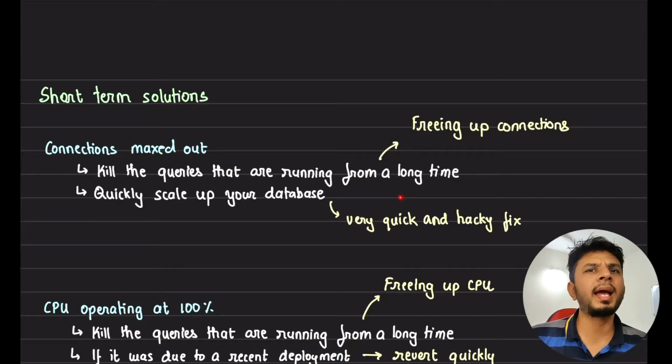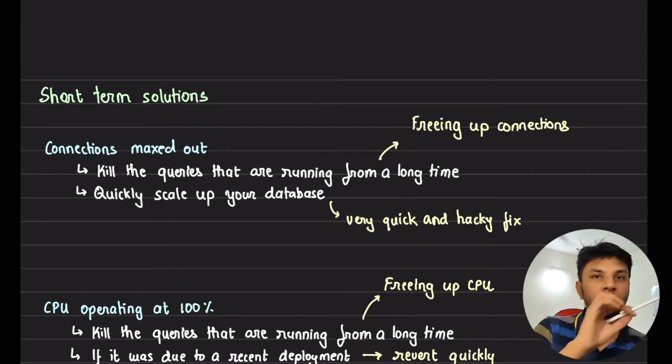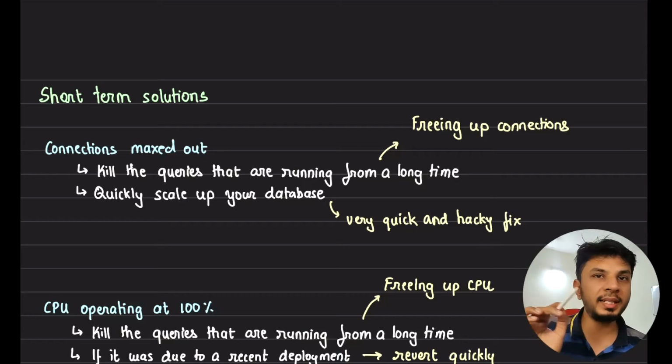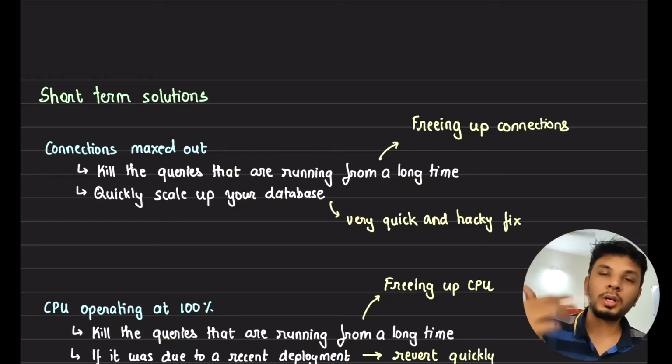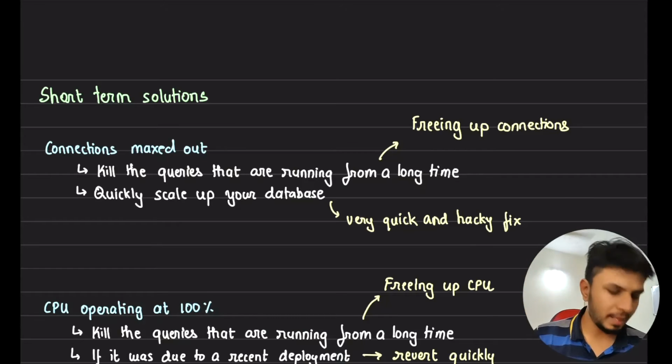It's a very quick and hacky fix that you can go for when you have a max connection, but then you need to be sure that you'll be seeing this number of connections continuously over some time. That's where you would want to scale up your database very quickly.